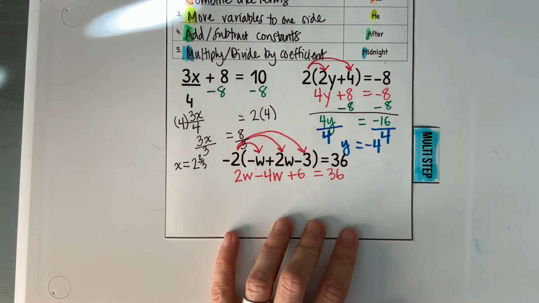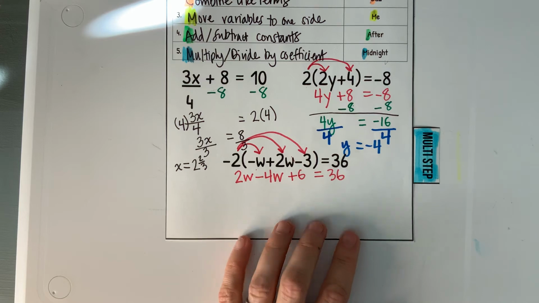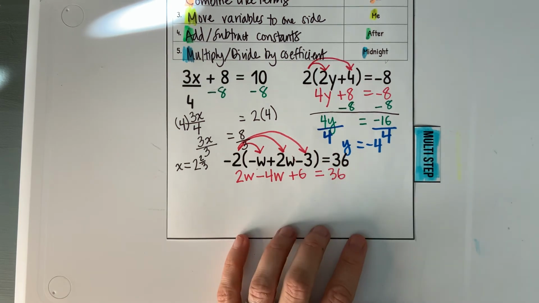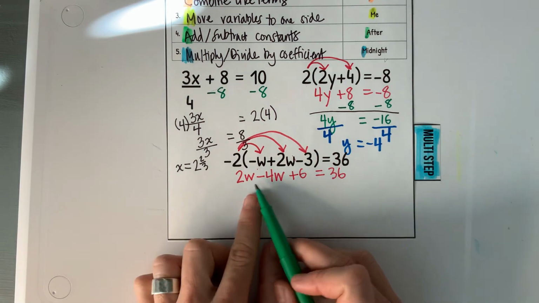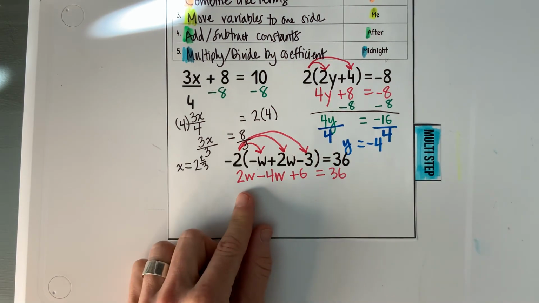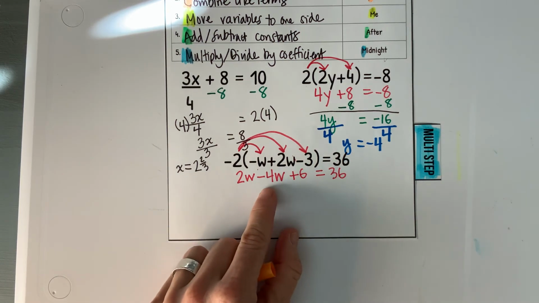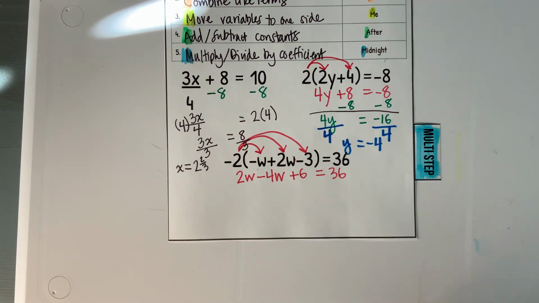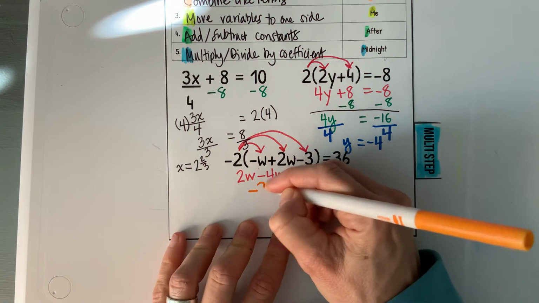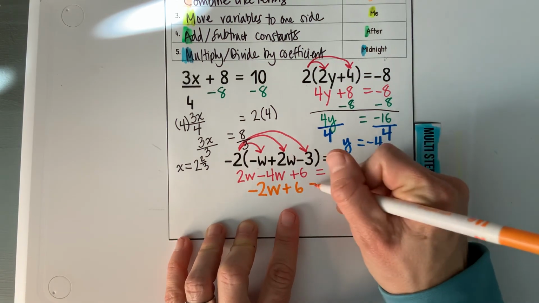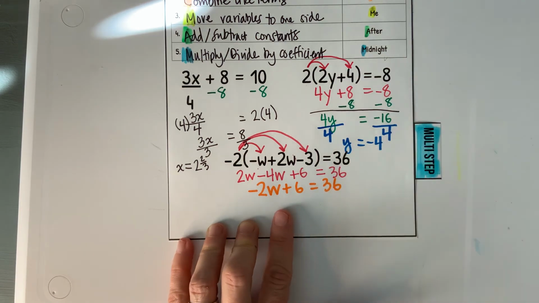All right, next step. I'm going to combine like terms. So I see that I have 2w. Let me grab a different color. Hopefully this will work. So I have 2w minus 4w. That is going to be negative 2w. And I'm going to bring down my plus 6 equals 36.